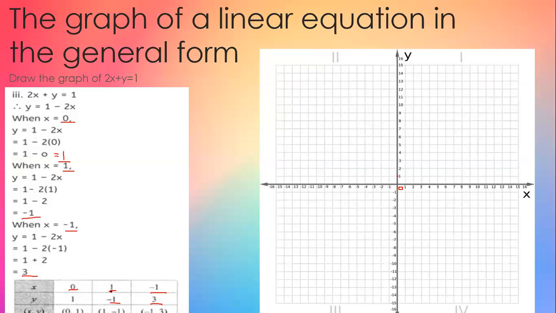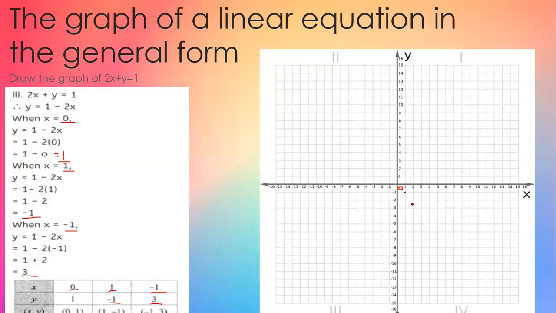Then the second is 1, comma minus 1. So the x coordinate is 1 and the y coordinate is minus 1. So on x-axis, where is 1? Over here. And on y-axis, where is minus 1? Over here. So if you draw a line parallel to y-axis from 1 and a line parallel to x-axis from minus 1, both lines will meet over here. So I am just marking this point.